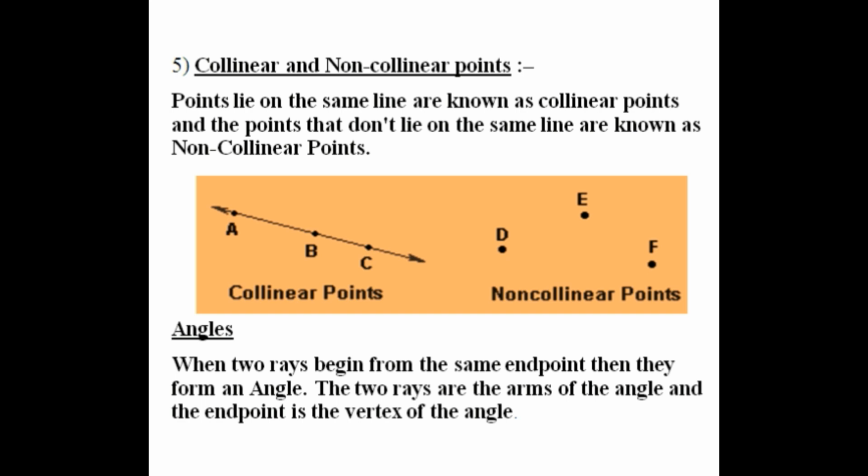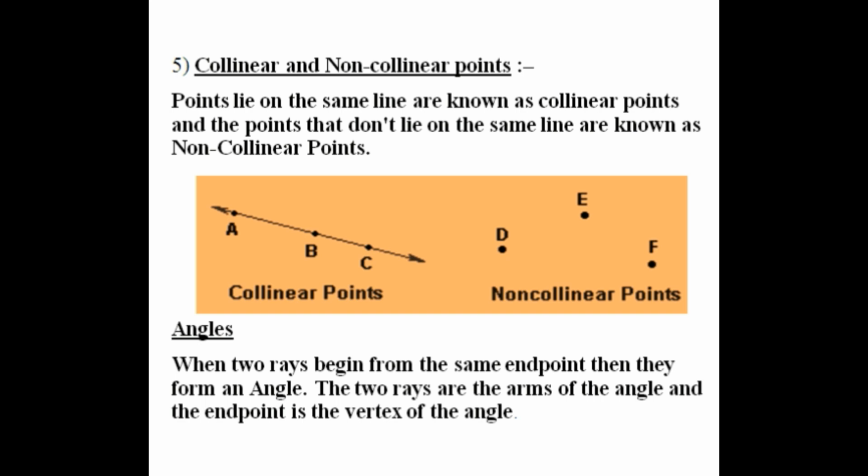Okay. Next we come to angles. When two rays begin from the same endpoint, they form an angle. The two rays are the arms of the angle and the endpoint is the vertex of the angle. So, you know how to draw the diagram. That is one vertex. Clear?